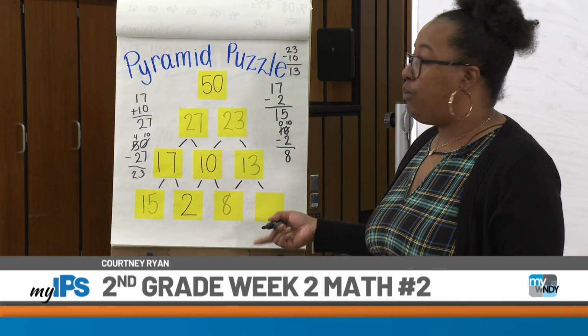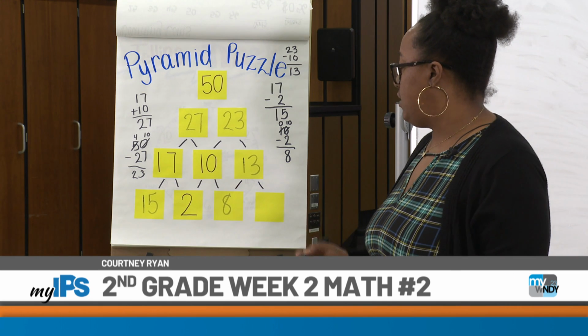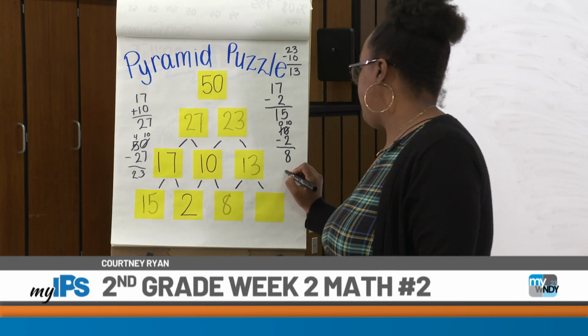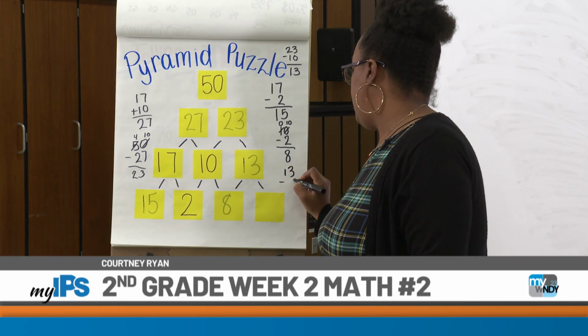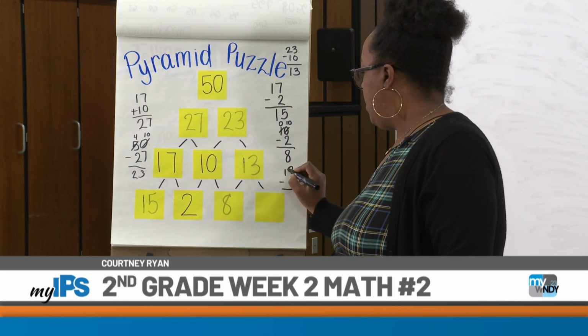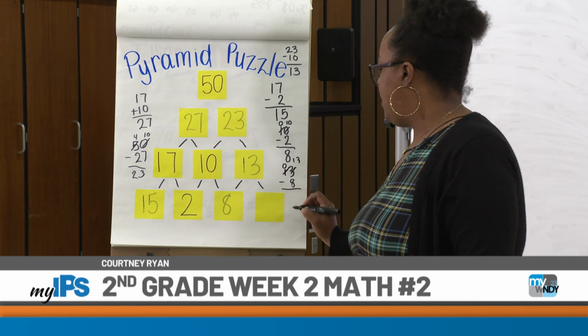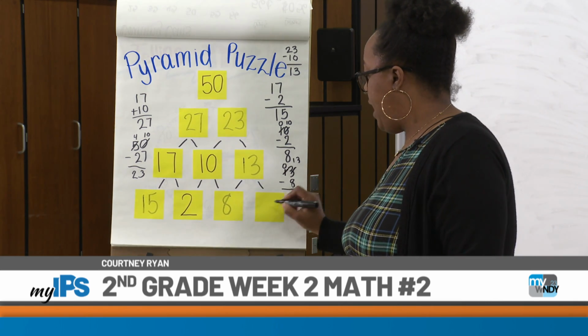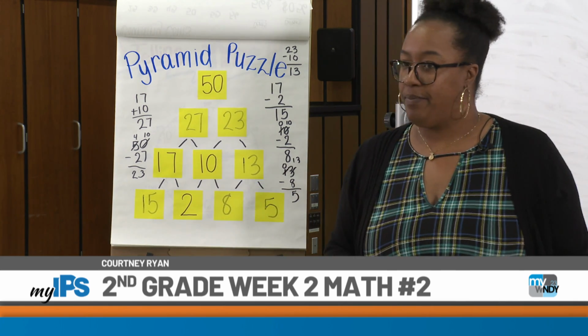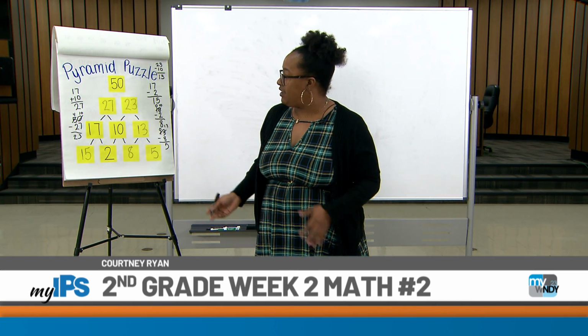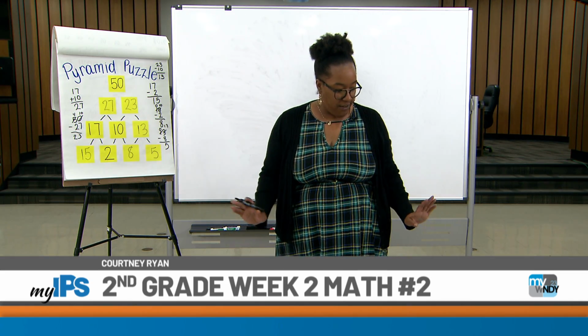We need to figure out what number added to 8 equals 13. So we're going to subtract to find that as well. 13 minus 8. I'm going to borrow from my tens place. So 13 minus 8 equals 5. Got it? That was pretty fun, guys. Take a stab at it. It should be really fun.